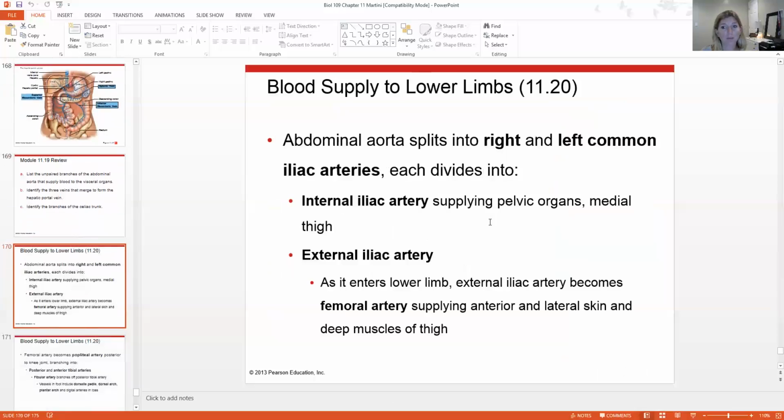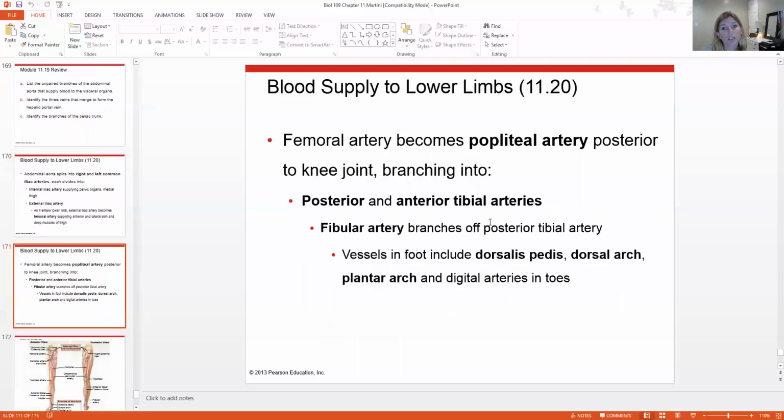Blood supply to the lower limbs. You have your right and left common iliac arteries, which is what your abdominal aorta basically splits into. And then your right and left common iliac arteries are going to branch into internal and external iliac arteries. The external iliac artery becomes the femoral artery, and the femoral artery, as I mentioned before, becomes the popliteal, and then that is going to divide into the posterior and anterior tibial arteries, the fibular artery, dorsalis pedis, dorsal arch, plantar arch.